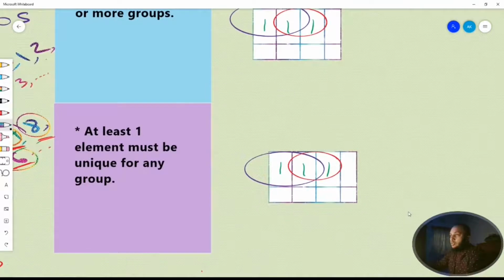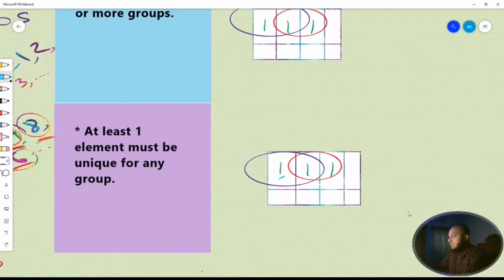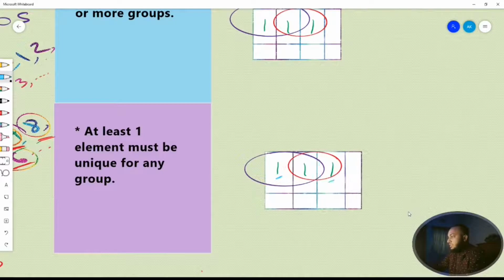For a particular group, at least one member should be unique. In the violet group, this element is unique because this member is only the member of this group, not in the red group. Okay. Similarly, this one is unique for the red group because this one is not common in the violet group. So for a particular group, at least one member should be unique.